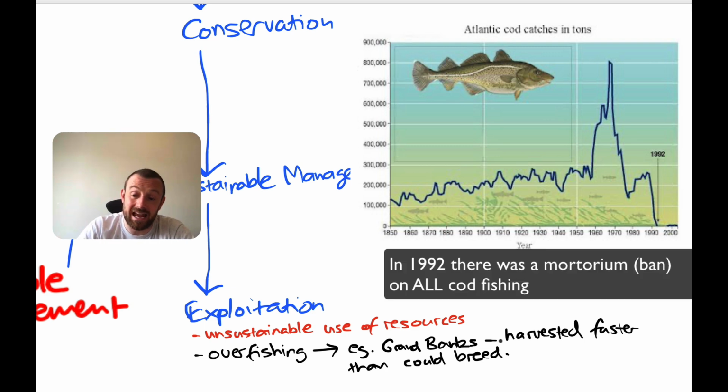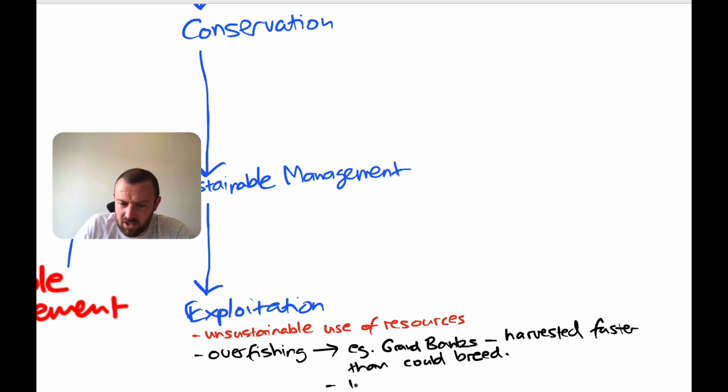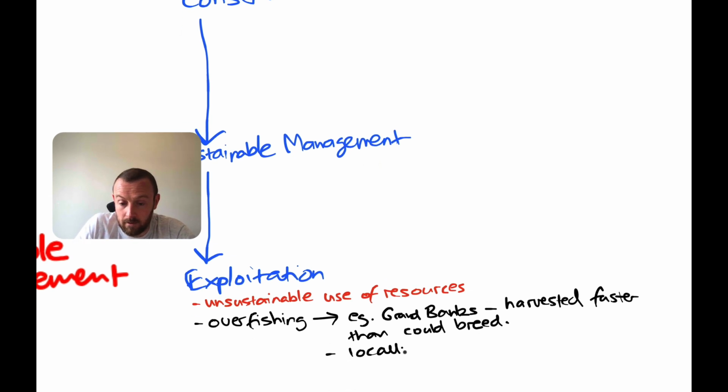So today, there are basically zero cod off the Grand Banks in Canada. They are almost locally extinct, and there's not enough cod to harvest. Let's say that they're locally extinct.